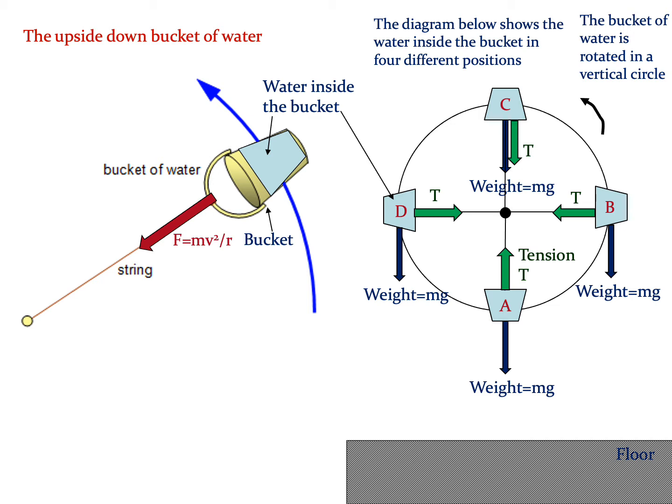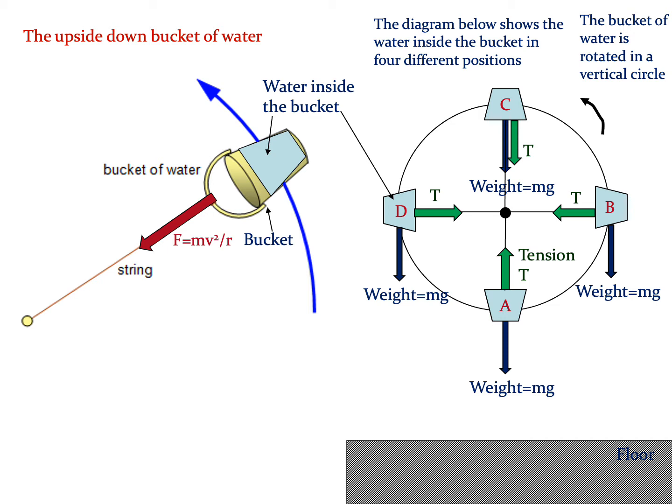So the resultant at position A is mv squared over r, and the resultant at position B is also mv squared over r. But at position B, the tension provides the whole of the mv squared over r force, whereas in position A, the tension has to balance the weight first, and then on top of that, provide the mv squared over r force. So the tension is going to be quite big at the bottom, but smaller at position B.